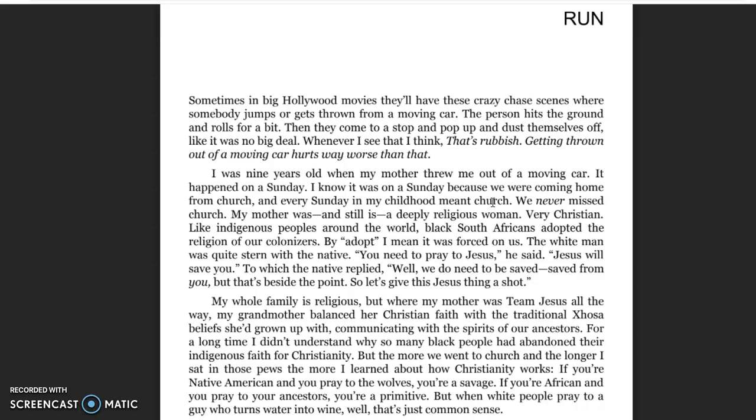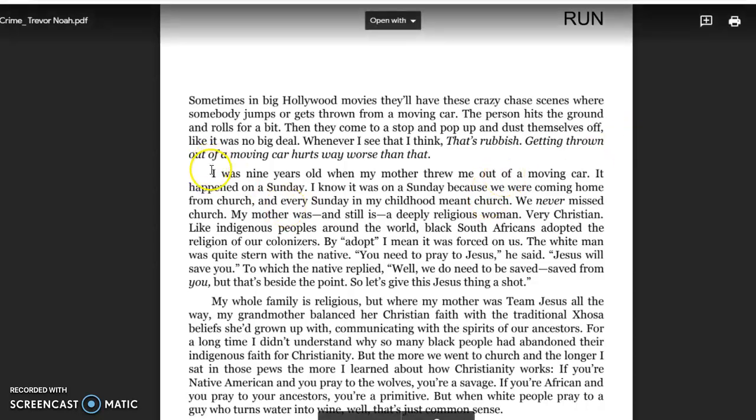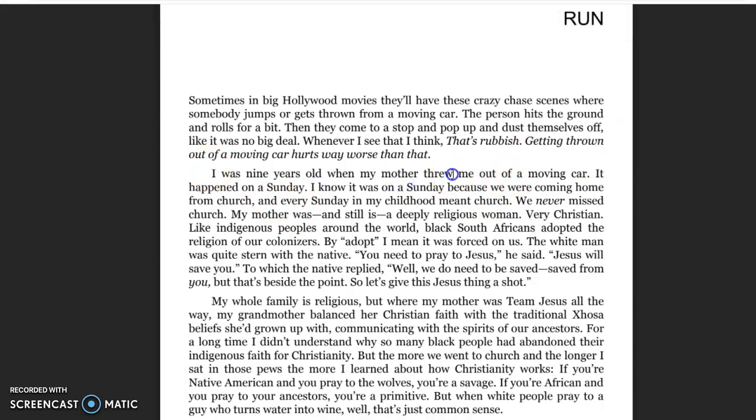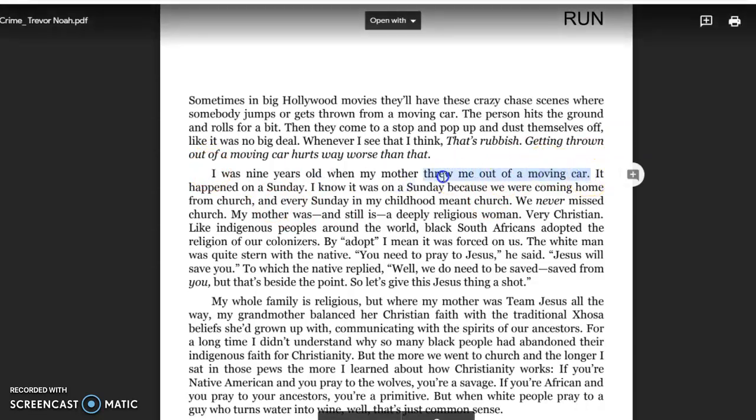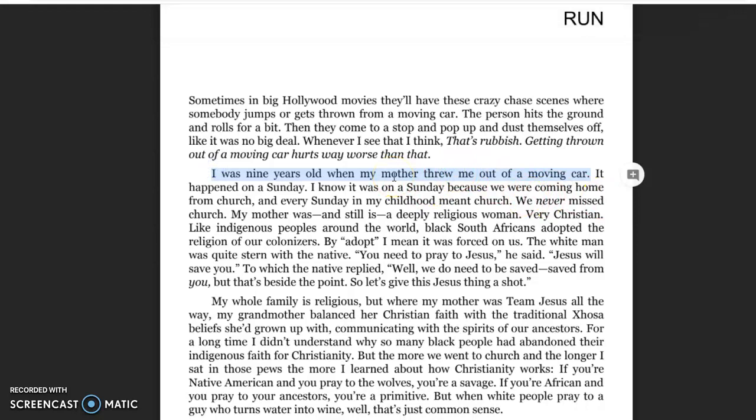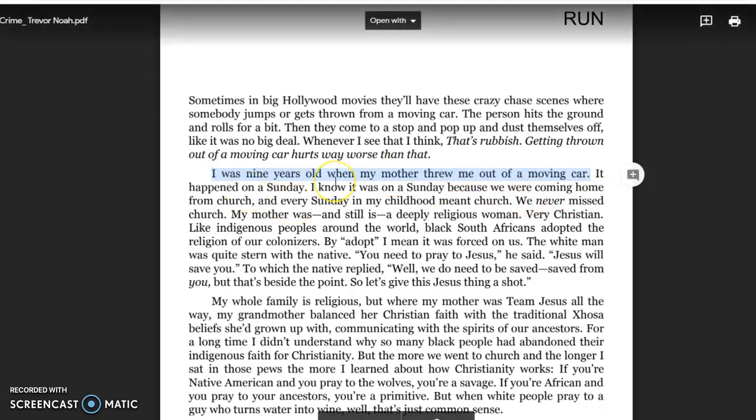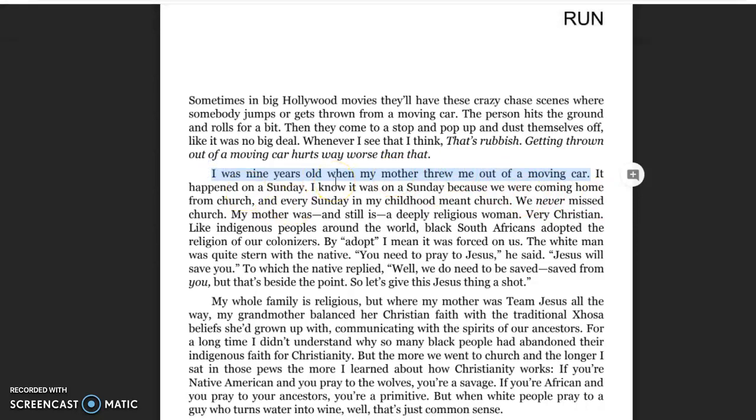He talks about how he was 9 years old when his mom threw him out of a moving car, and how this happened on a Sunday. So this reveals a little bit about his mom's character. Probably, she's protecting him from something. We don't know what at this point, but we can see a little bit about who she is from that, because she seems like she's protective.